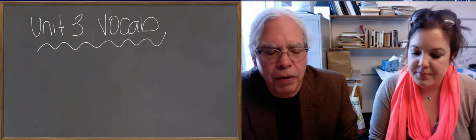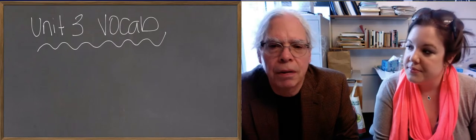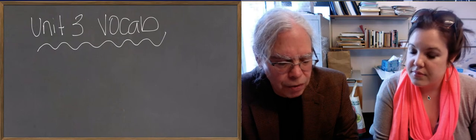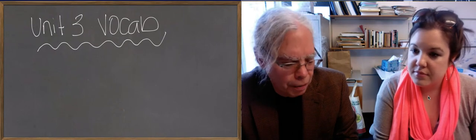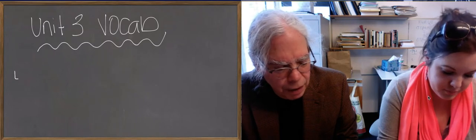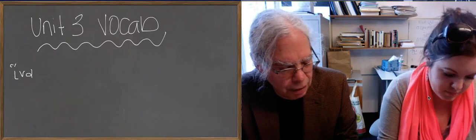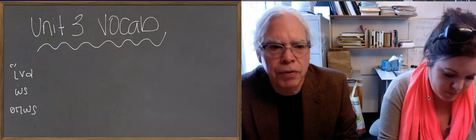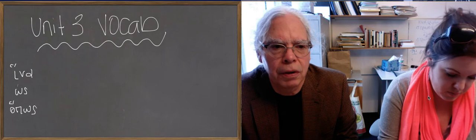But so we're talking about the vocabulary in Unit 3. The first thing I want to talk about is three little words that are important for purpose clauses. They're the word hina, the word hapos, and the word hos. All of them are listed as conjunctions in the vocabulary.